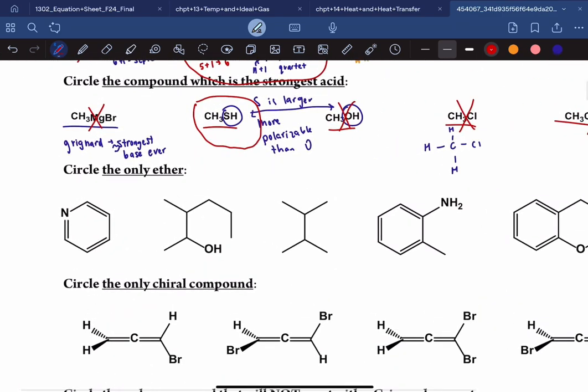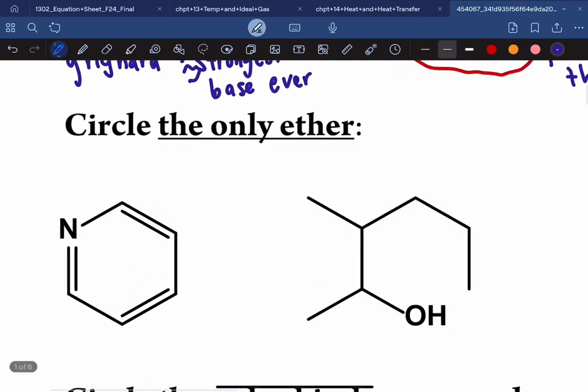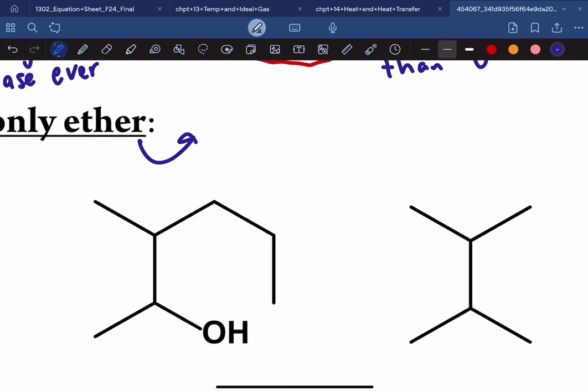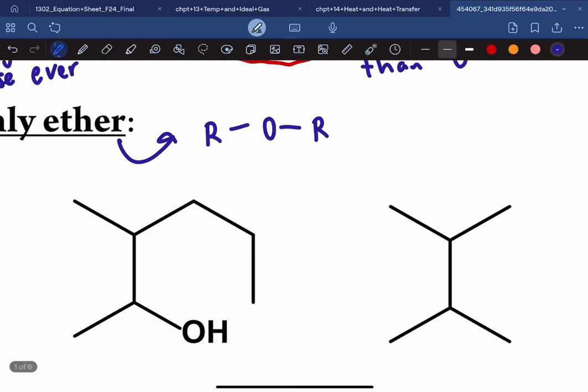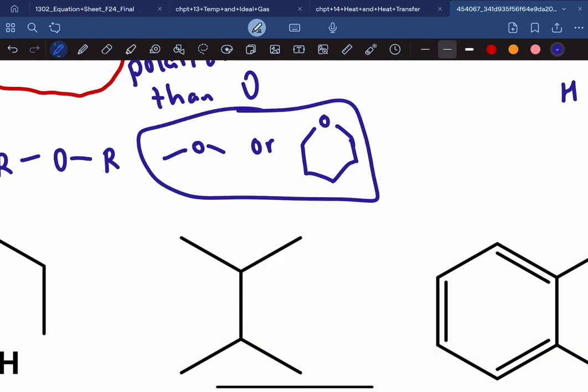Okay, the next question says circle the only ether. So hopefully you know what an ether is. Let's draw out what an ether is. Ether is simply, let me just put an arrow here like this, R, O, R. And this can be linear or in a ring, okay? It can be either. So it could look like this, or it could look like this. Like that. That's totally fine. These are both ethers, okay? So keep this in mind here.